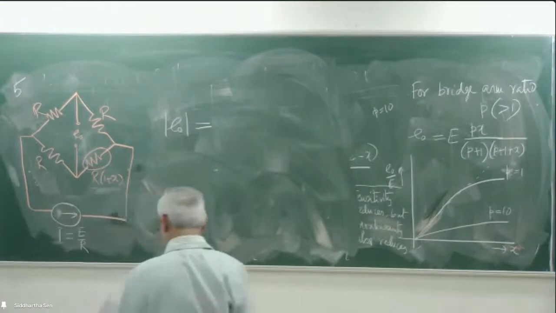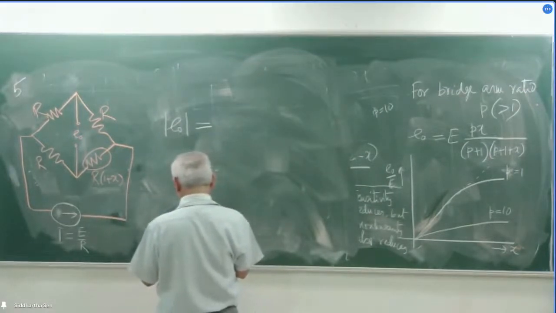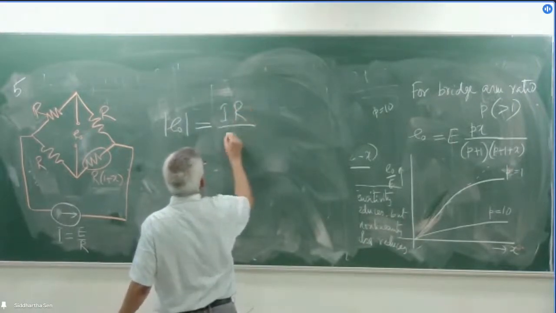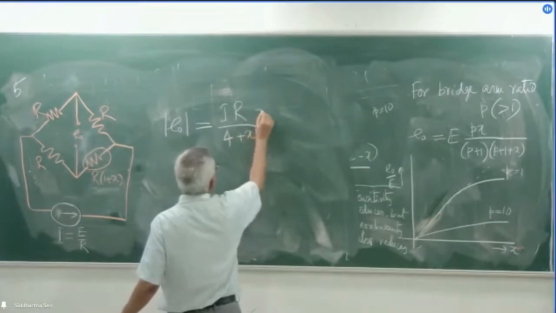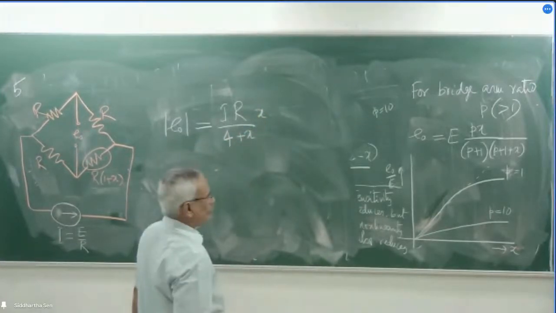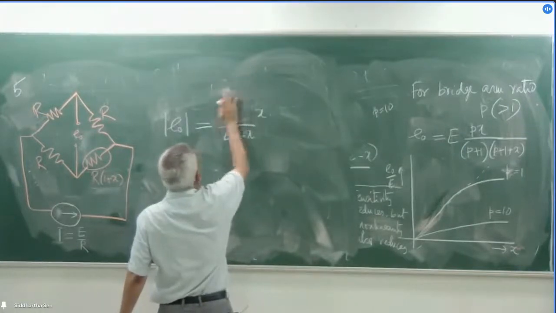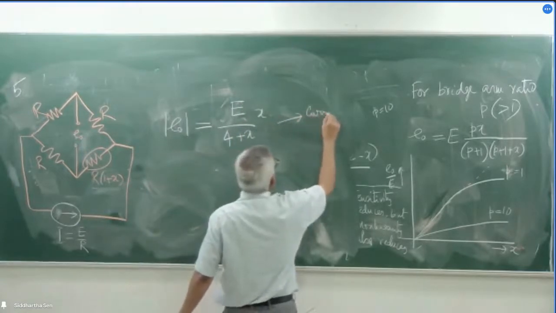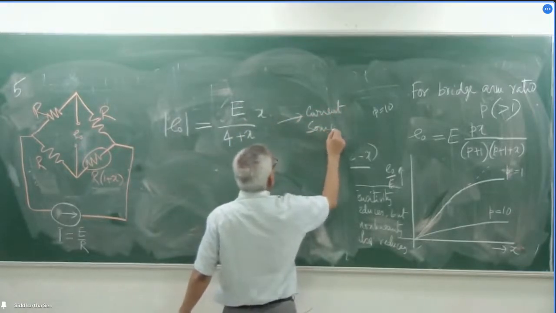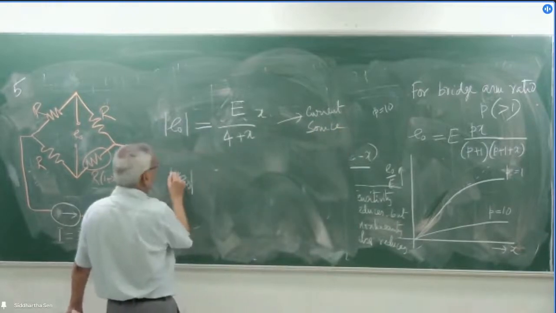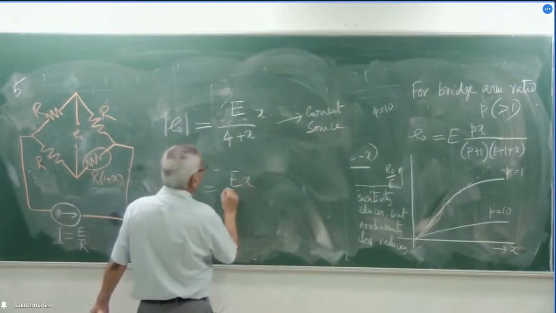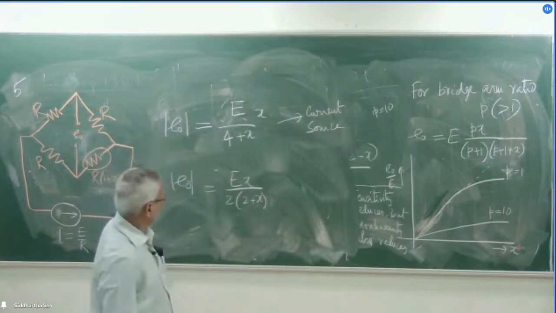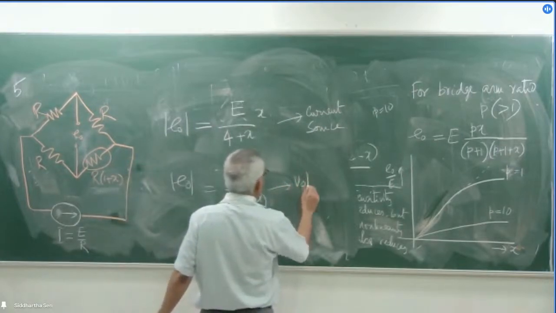Sir, IRX by 4 plus X. IR divided by 4 plus X into X. Yes, sir. So I can say instead of IR, I can put E. This is for the current source, and for the voltage source it was Ex divided by 2 into 2 plus X. Okay? This is for the voltage source, identical.